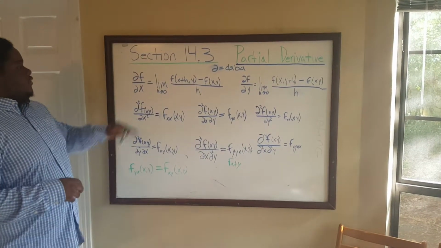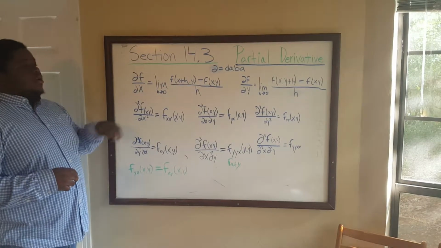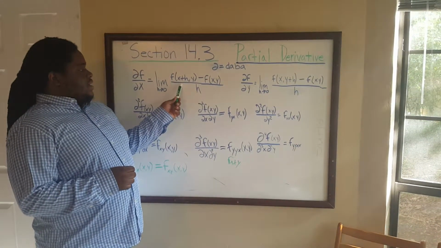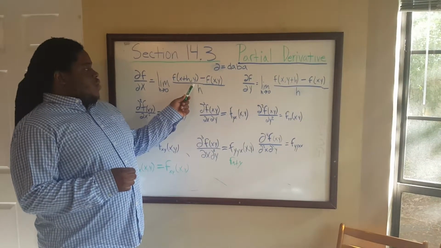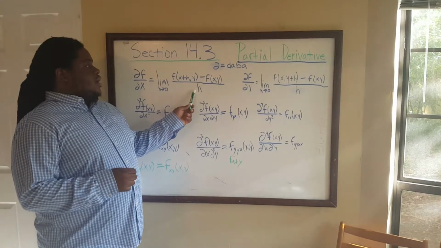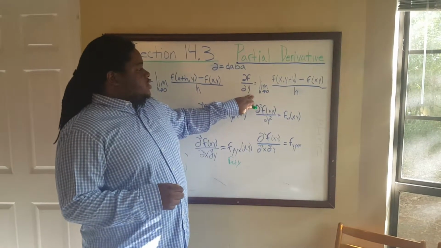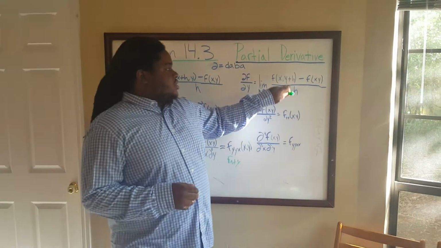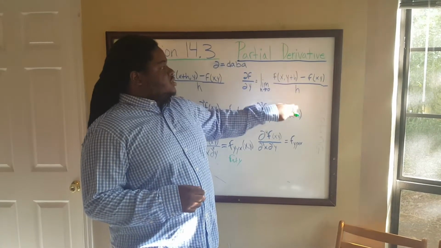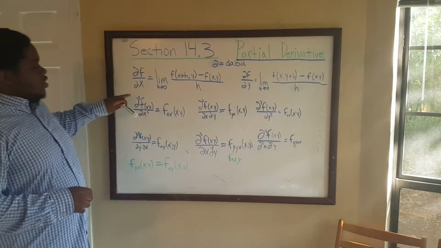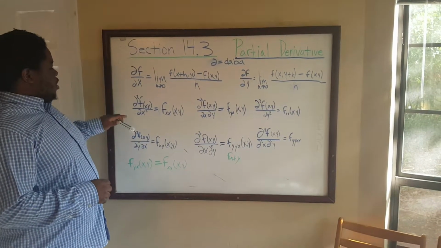Now when you're doing it, the formal definition of partial derivative with respect to x is f of x plus h at y minus f of x y over h. Now the same thing except with respect to y, the formal derivative is f of x, y plus h minus f of x, y over h. Now these both are first order partial derivatives.